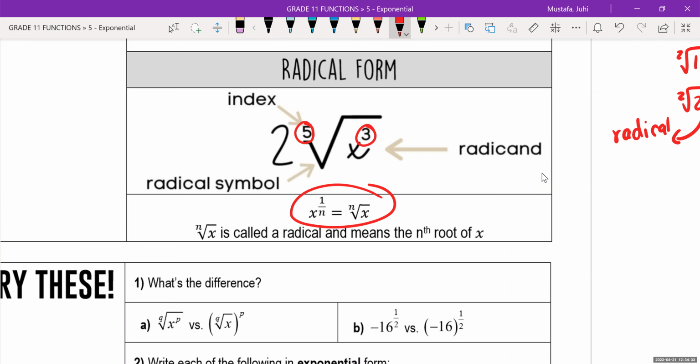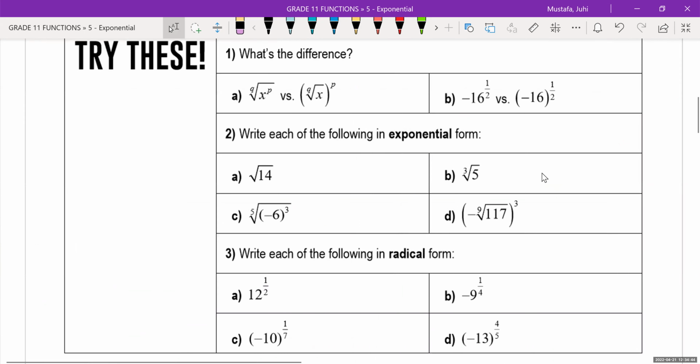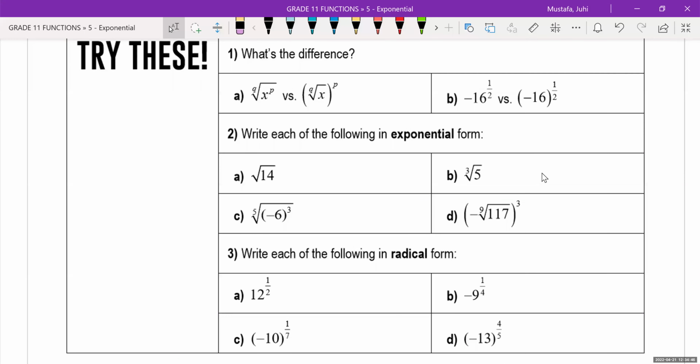Let's start by actually skipping question number 1, because I actually feel that question we'll need to do after we know a little bit more about the different forms. So we're going to go right to question number 2. Yay. What we're going to do for each of these is we're going to write them in exponential form. So they're all in radical form.